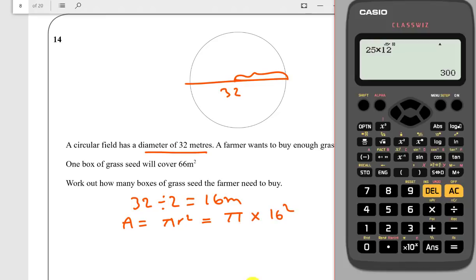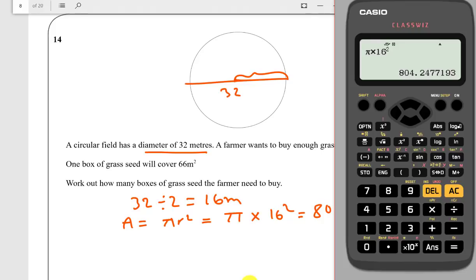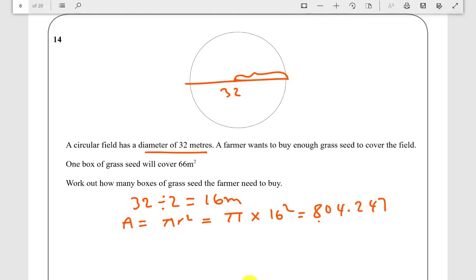Use a calculator, use the pi button on your calculator. So press shift and then the pi button here, times by 16 squared, and press the equal button. So change it to decimal. 804.247 meters squared.